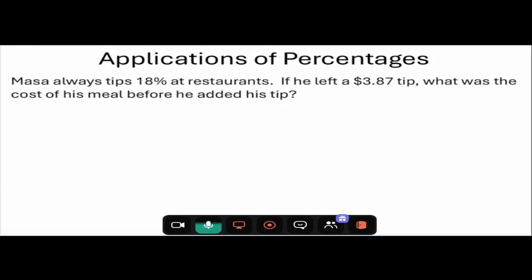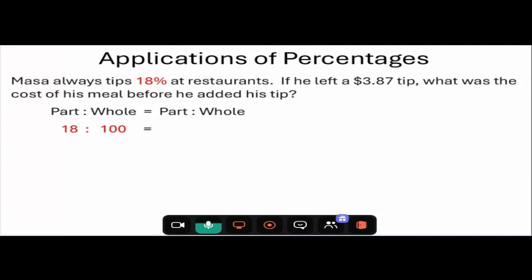So 18%, well, identify that first. There's one side of our equation, 18 to 100. That's the easiest part of the whole question, probably. Now, he left a $3.87 tip. What was the cost of his meal?